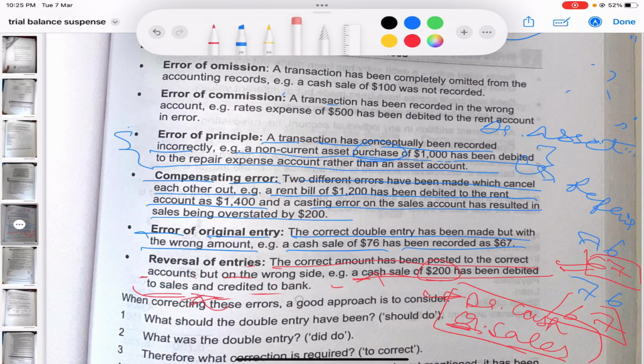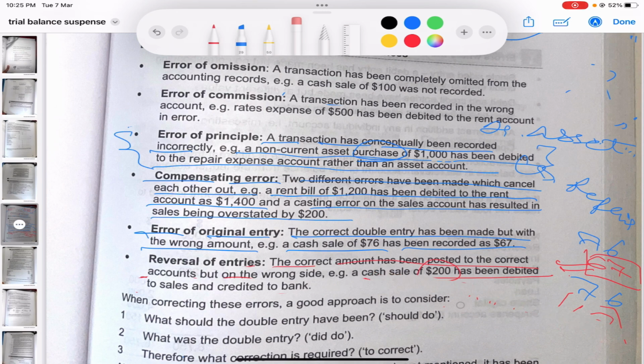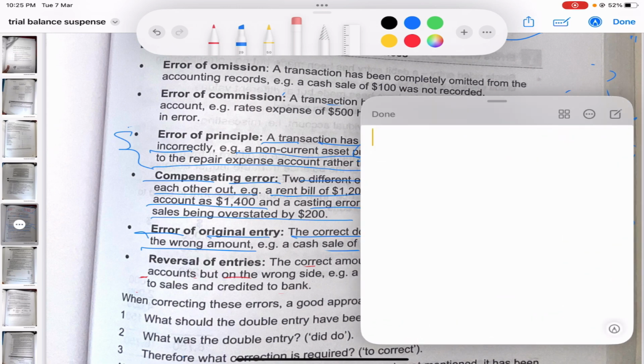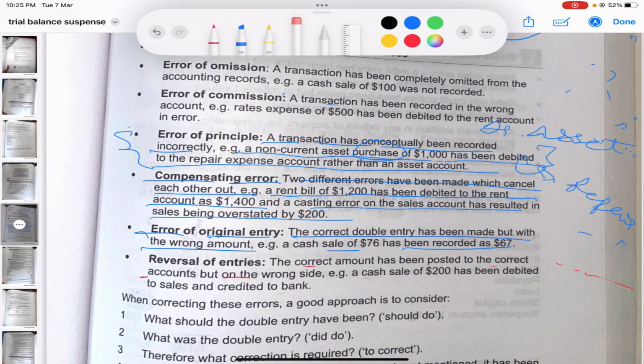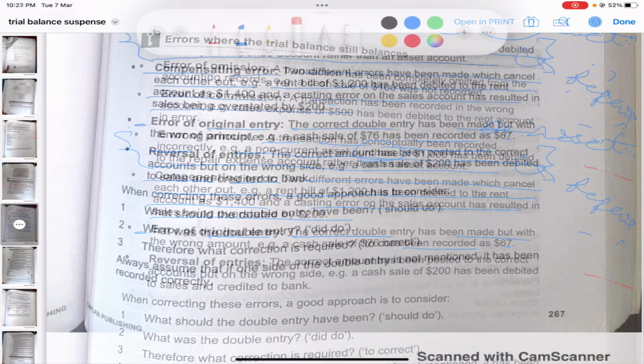So these are the kinds of errors which can take place where the trial balance can still match despite the error. So even if the trial balance is a great mechanism of control, these are some situations which can happen wherein the trial balance cannot find out the error.